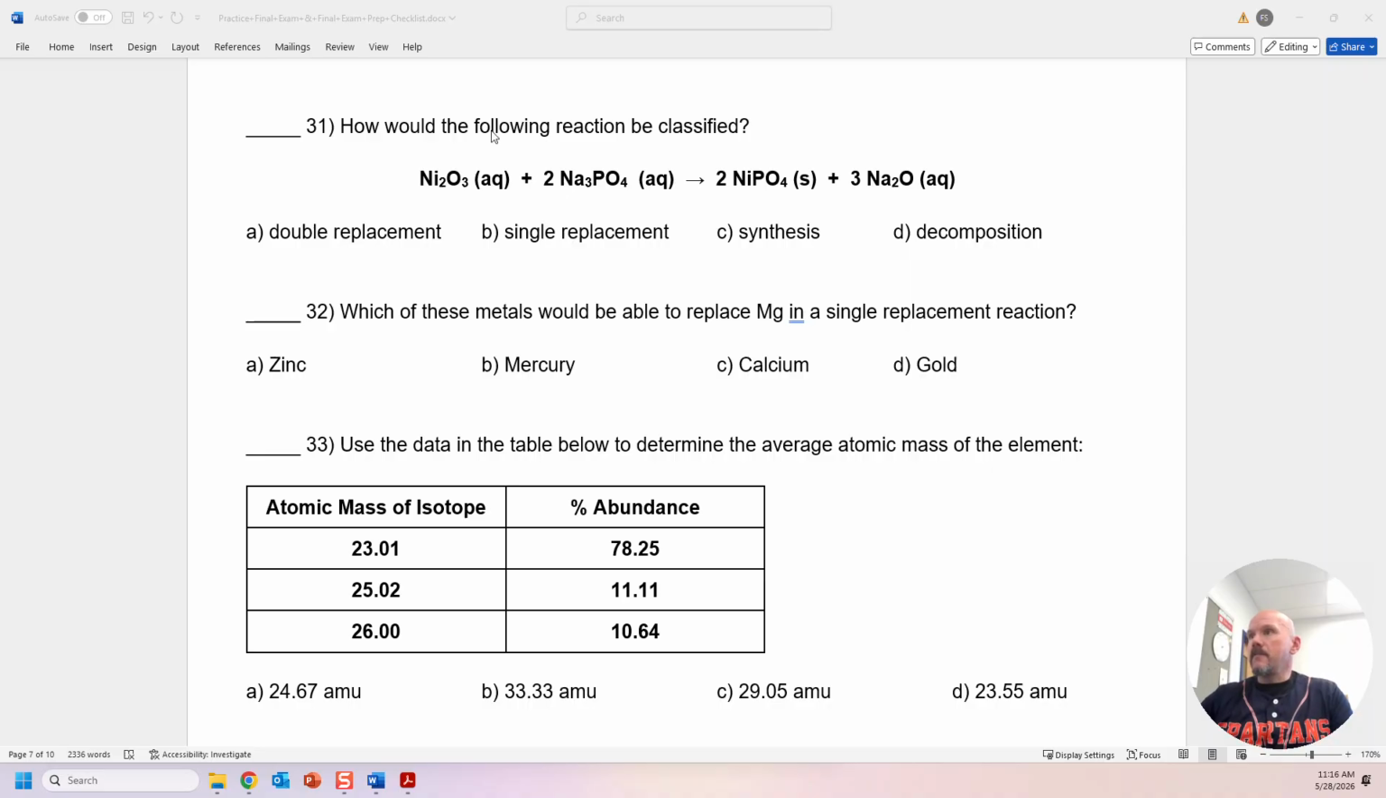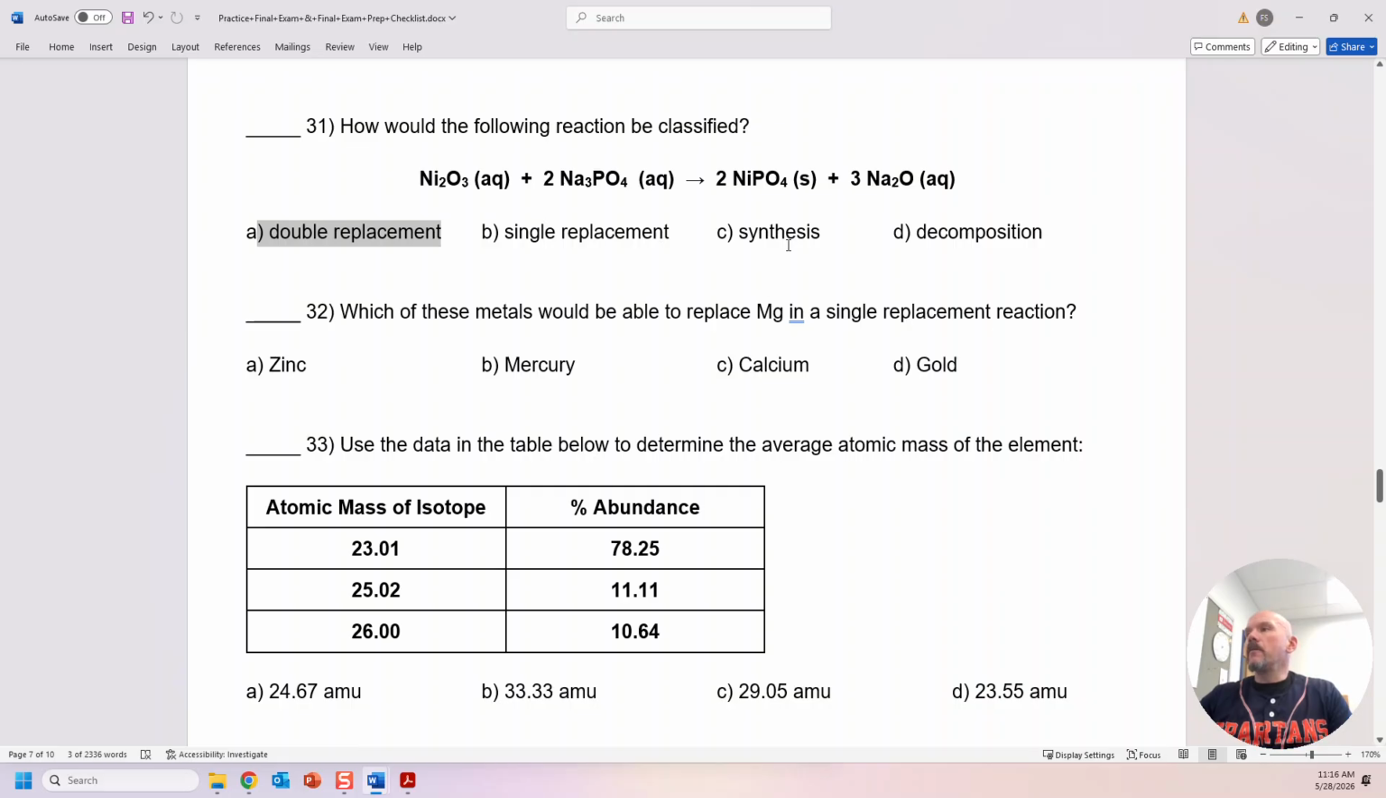It's just asking us what type of reaction this is. And we've got to be a little bit careful, right? Hopefully, we know it's double replacement. And that's the answer, right? We've got two ionic compounds, two ionic compounds. What happened? The nickel and the sodium switch places, right? So a basic double replacement reaction.